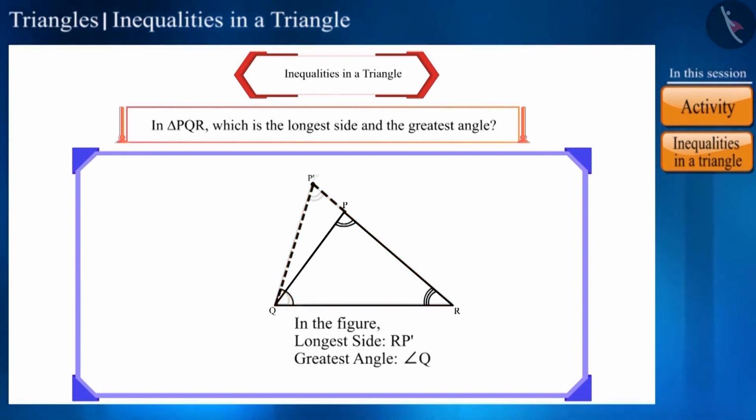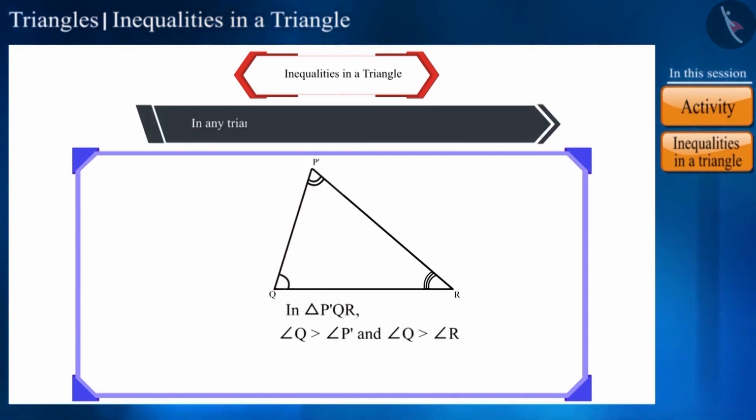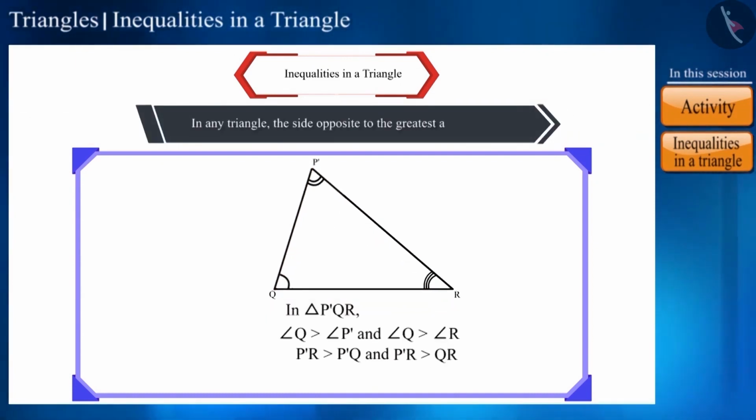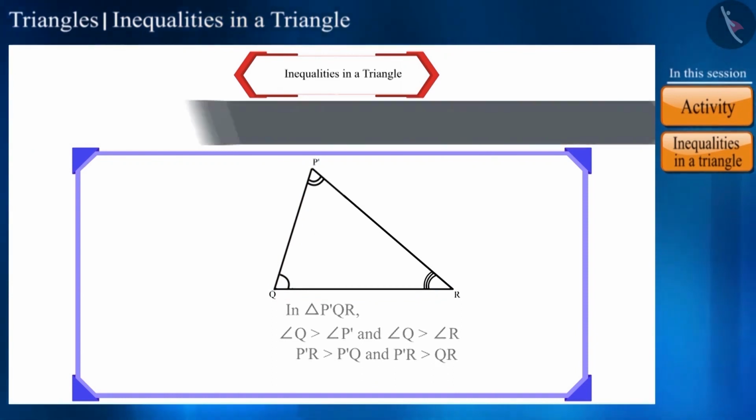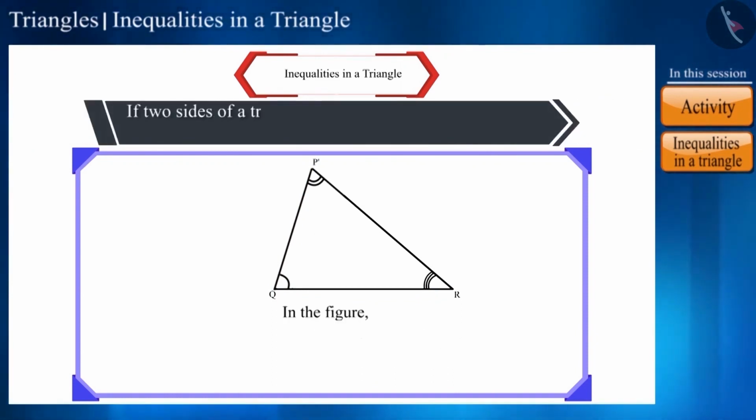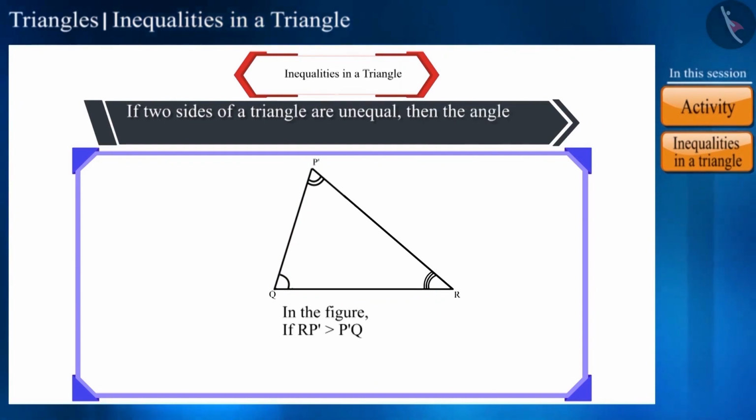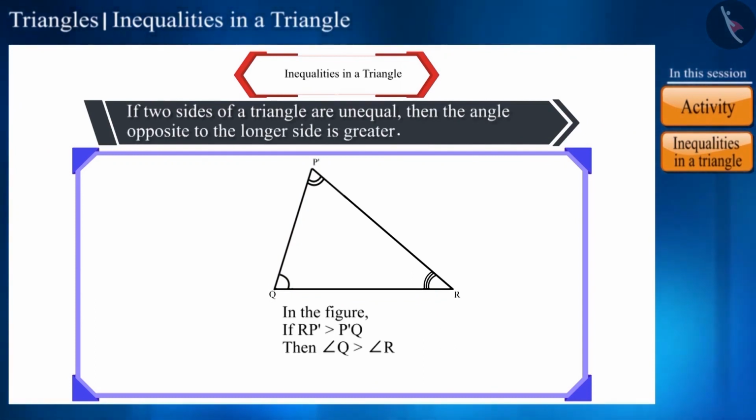There are two theorems based on this concept. In any triangle, the side opposite to the greatest angle is longer. If two sides of a triangle are unequal, then the angle opposite to the longer side is greater.